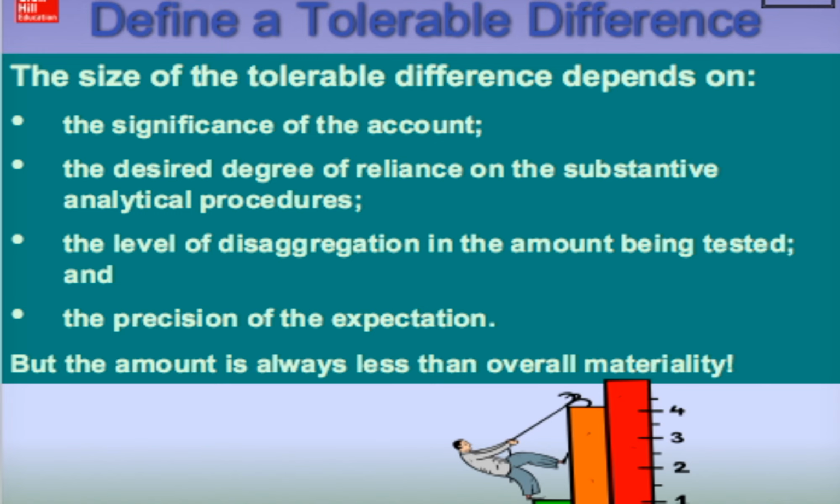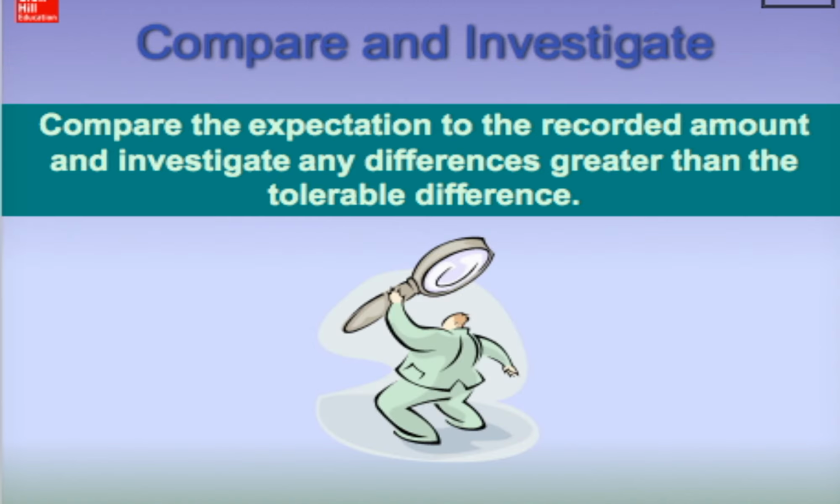This is the next step in using analytical procedures, and that is to define a tolerable difference. Finally, we compare and investigate. Compare the expectation to the recorded amount, and if there's any difference, you dig deeper for anything that's greater than the tolerable difference that you've already set out.